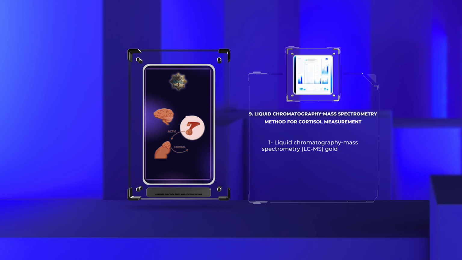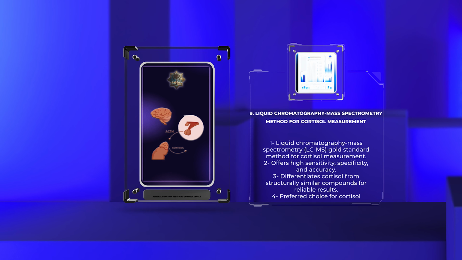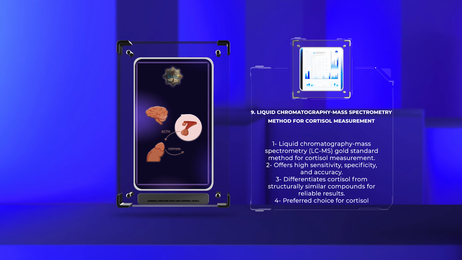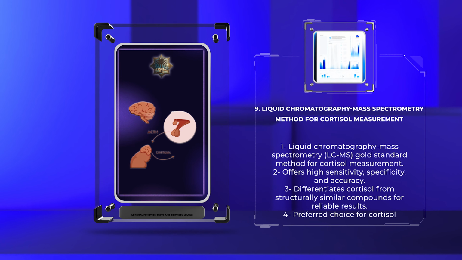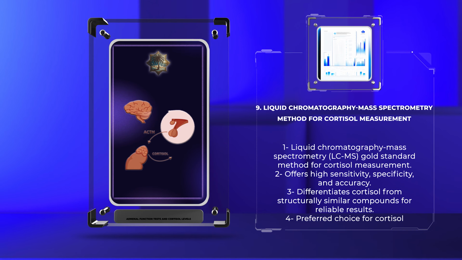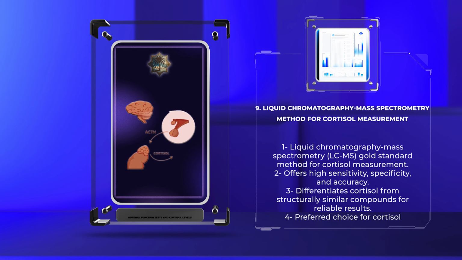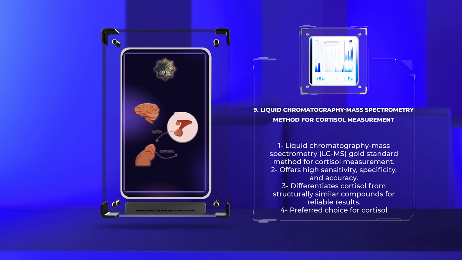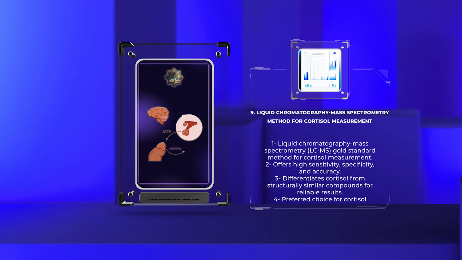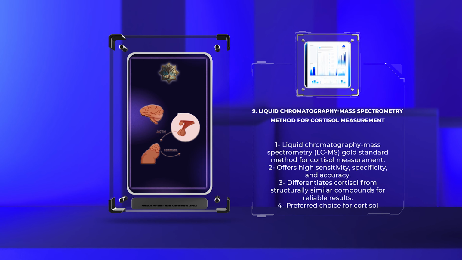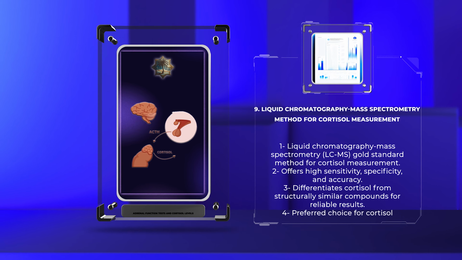Liquid chromatography mass spectrometry, LCMS, has emerged as the gold standard method for cortisol measurement. LCMS offers high sensitivity, specificity, and accuracy, allowing precise quantification of cortisol in various biological samples. Its ability to differentiate cortisol from structurally similar compounds ensures reliable and robust results, making it a preferred choice for cortisol measurement in research and clinical settings.